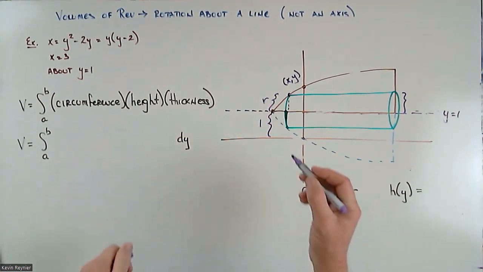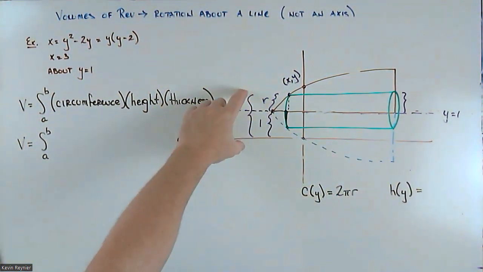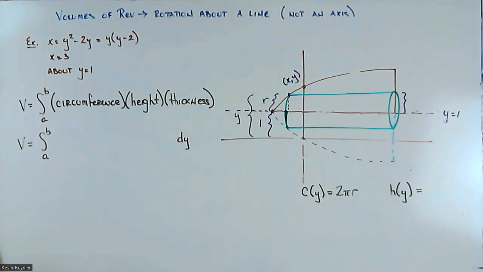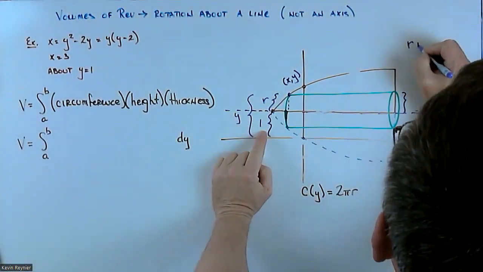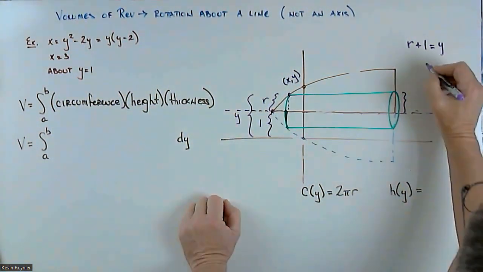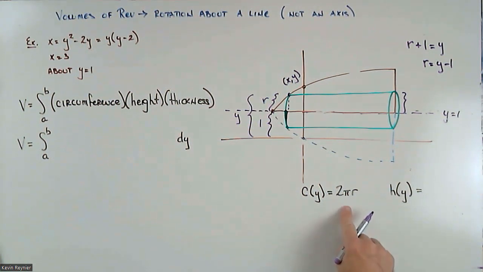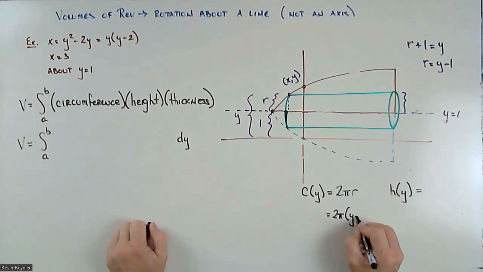And now I go from here down to my axis and I ask myself, how far is that? Well, this is a vertical height. This is the point x, y. So this is y. And now again, I have my 3 brackets. In this case, I have r. The little bracket is r. Another little bracket is 1. And that equals the big bracket, which is y. And so I'm able to solve for my radius. My radius is y minus 1. Now I'm going to substitute that in here. This is going to be 2 pi times y minus 1.